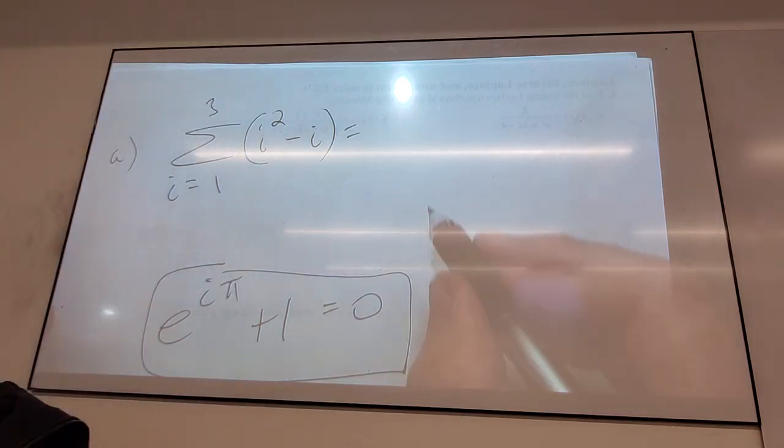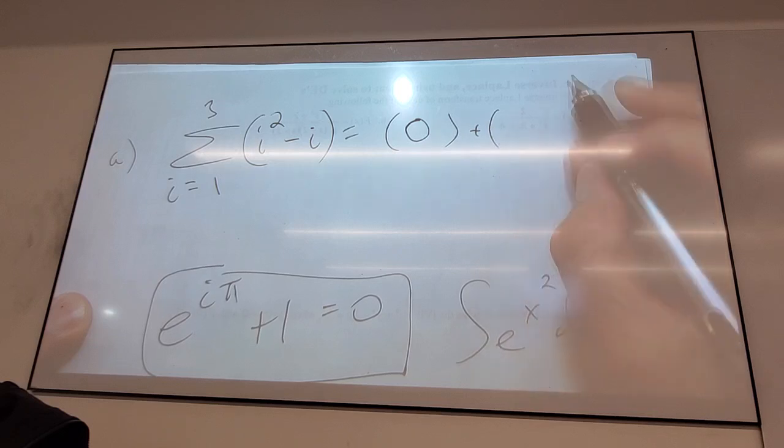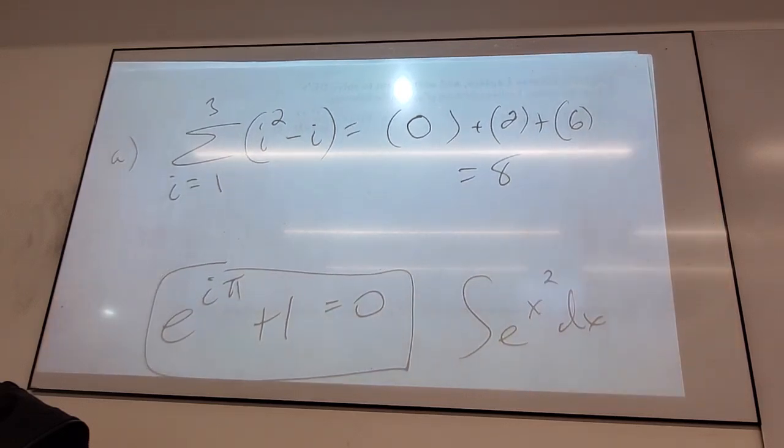So when I plug a 1 in, I get 0. When I plug a 2 in, I get 2. And when I plug a 3 in, I get 6. So then this sum is 8. Amazing. Okay, I like it.